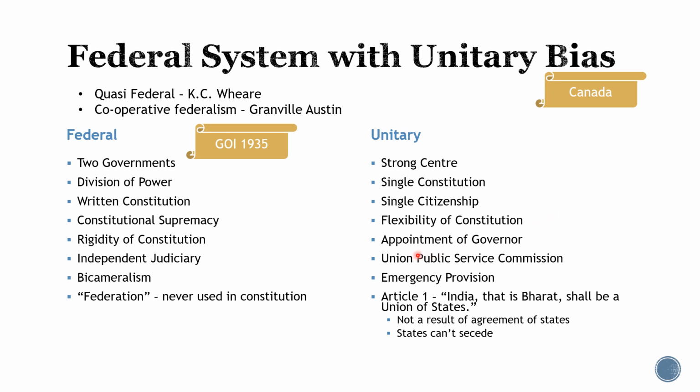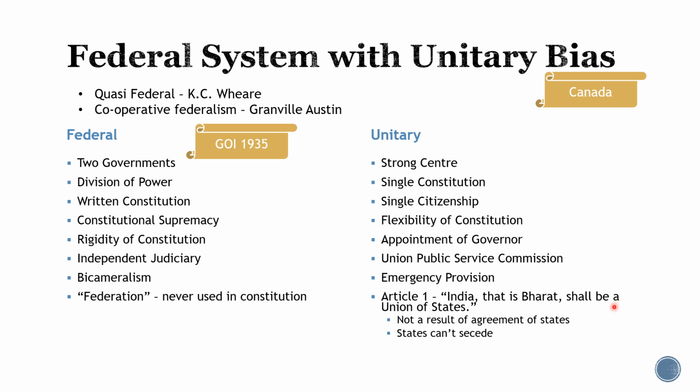Then we have appointment of the governor, which is a unitary feature because the governor is the center's representative in state. We have Union Public Service Commission, which is the all India services, and those are again a unitary feature. Emergency provision, where the fundamental rights are seized and the power goes to the governor. That is a unitary feature. Then Article 1 of the Constitution says India, that is Bharat, shall be a union of states.